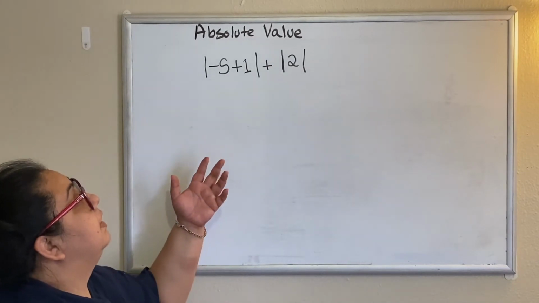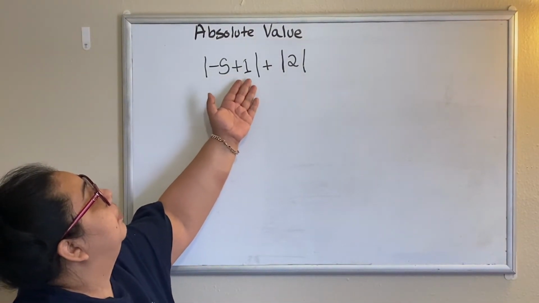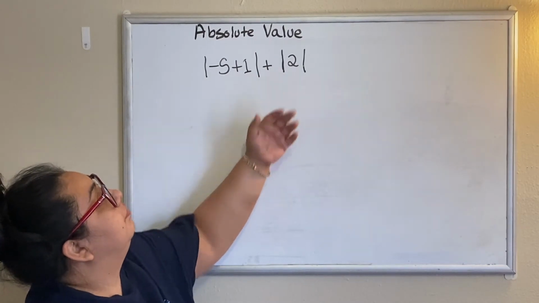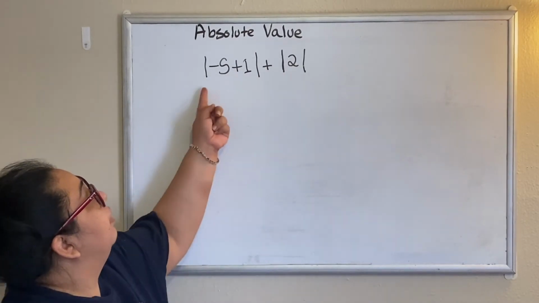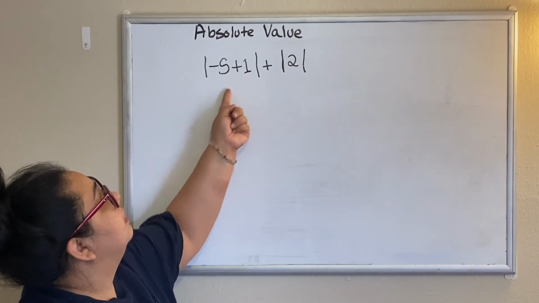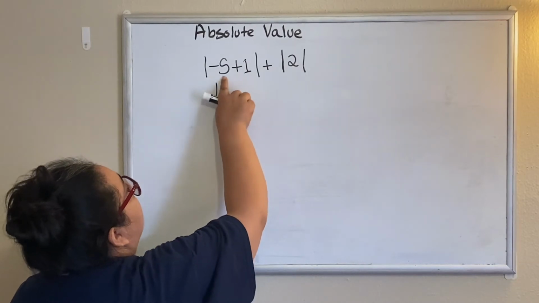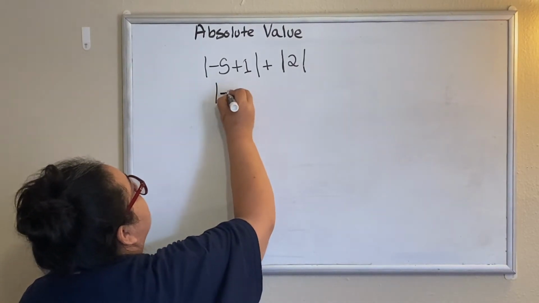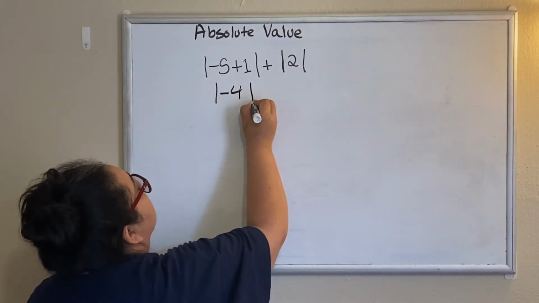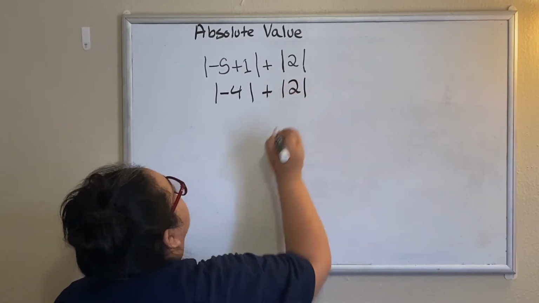Okay, so here we have example 1. Example 1 is the absolute value of -5 plus 1 plus the absolute value of 2. Now remember, absolute value are considered a group, so we're going to work inside this group first. So we're going to keep our absolute value symbol, and -5 plus 1 is -4. And then we close the absolute value, plus we're going to bring down the absolute value of 2.